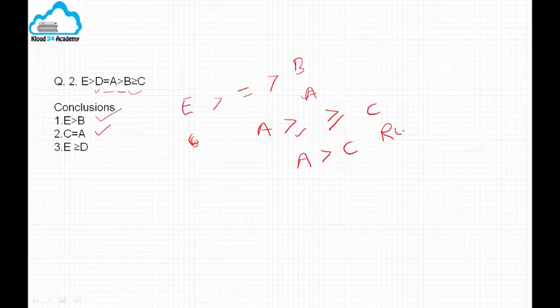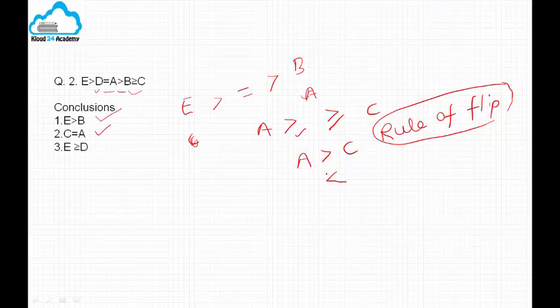So we'll apply rule of flip. Please pay attention here. Rule of flip. What are we going to do? We're going to flip this. Because in the conclusion we have asked the relation between C and A, and in the question we have the relation between A and C. So by flipping it we get less than, greater than becomes less than, A's place C, C's place A. So this is what we get. So in the conclusion we are given C is equal to A? No, not at all. C is less than A.